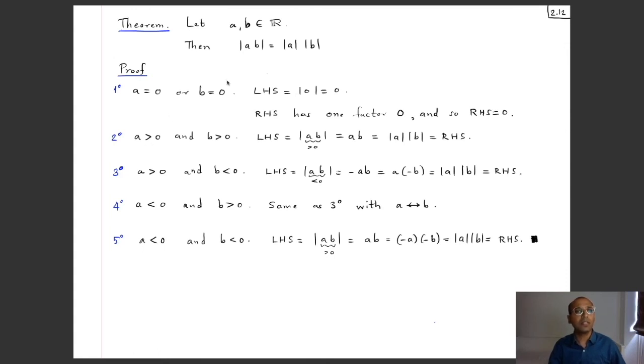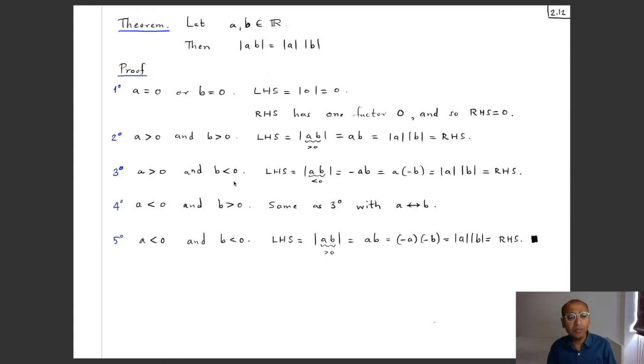Now in the cases when none of them are 0, we have four cases: A positive, B positive; A positive, B negative; A negative, B positive; and A negative, B negative. So let's get rid of them one by one. So if A is positive, B is positive, then AB is positive. So the left hand side is then just mod of AB, which will be AB because AB is positive. But since A is positive, A is mod A, and since B is positive, B is mod B, and so this is mod A times mod B, which is the right hand side.